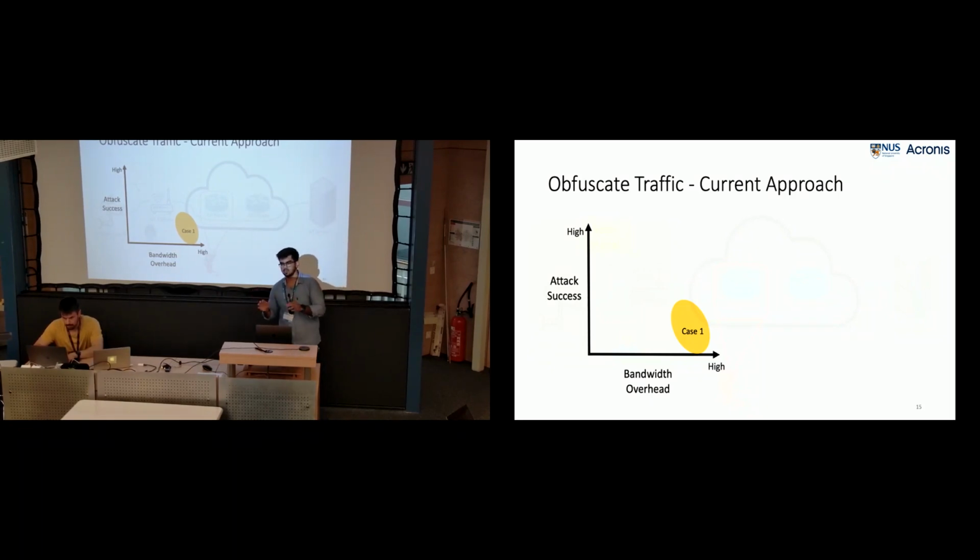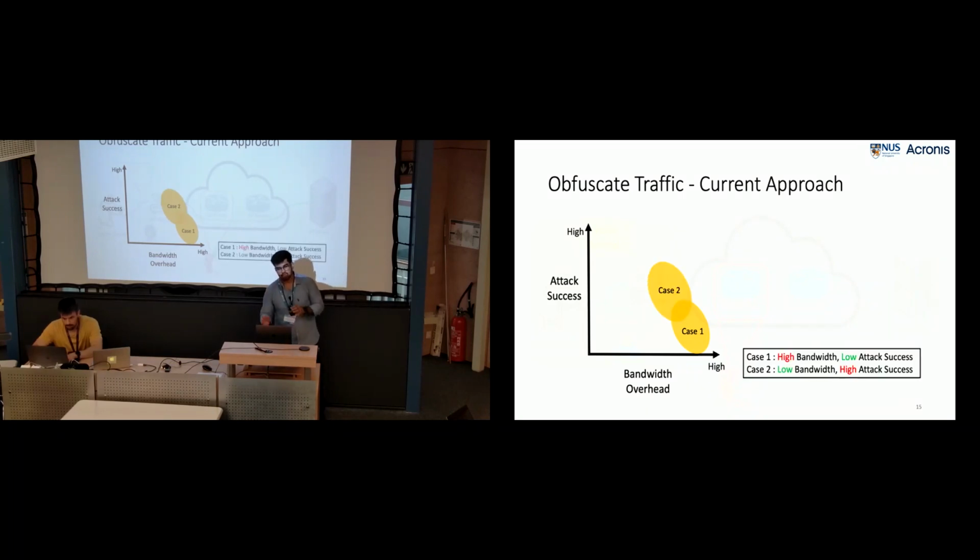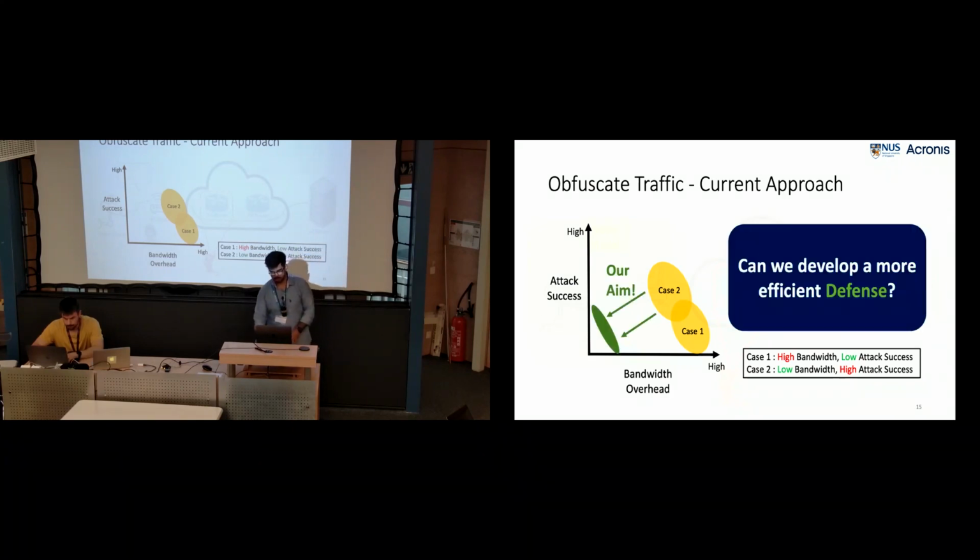There is one case where you are very successful as a defense. The attack success remains low. However, the bandwidth overhead is extremely high. The second case is works that try to reduce the bandwidth overhead. We see that with the latest attacks, they are still vulnerable to a good enough accuracy for an attacker trying to launch an attack.